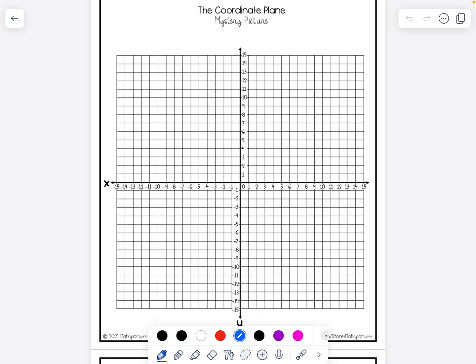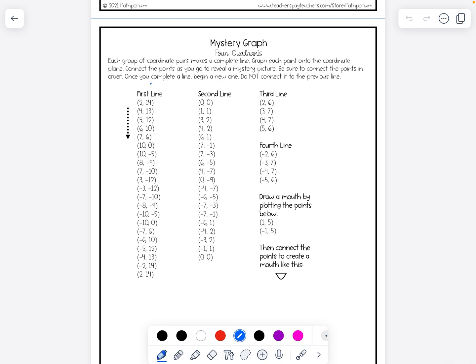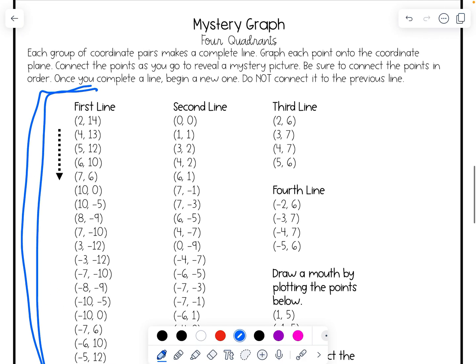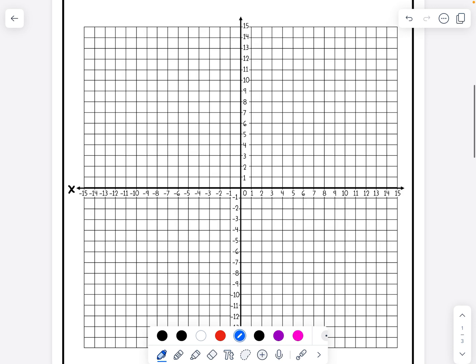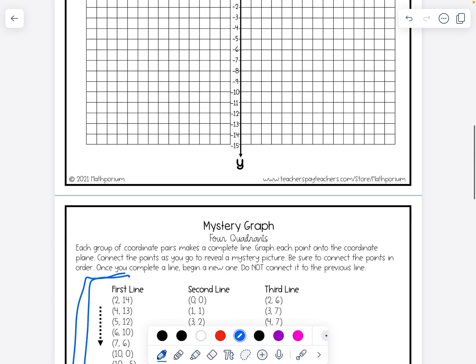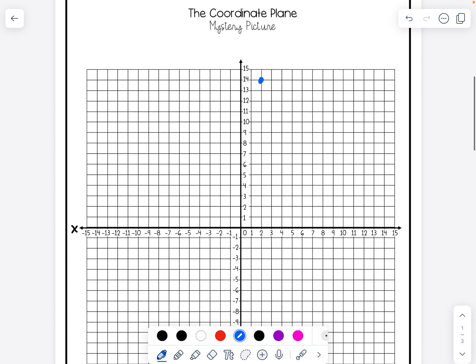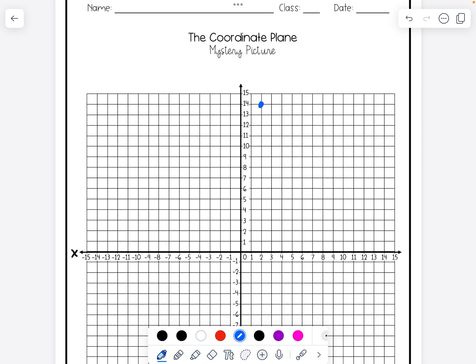So this first page that I picked is the coordinate plane, and the second page is the ordered pairs. If you look, this says first line. Since they're all in a line, that means I have to connect them as I go. So my first one is +2, +14. I start at 0, go to the right 2, and then I go up to 14. I'll erase my other dot on the 2, so I don't need it. Okay, so that's my first one. Then I go to +4, +13. So I go to the right 4, and I go up 13.